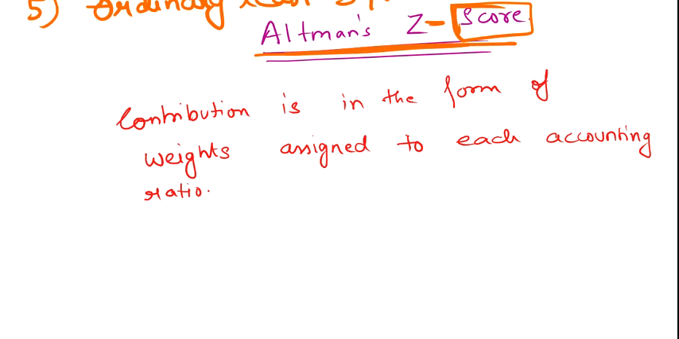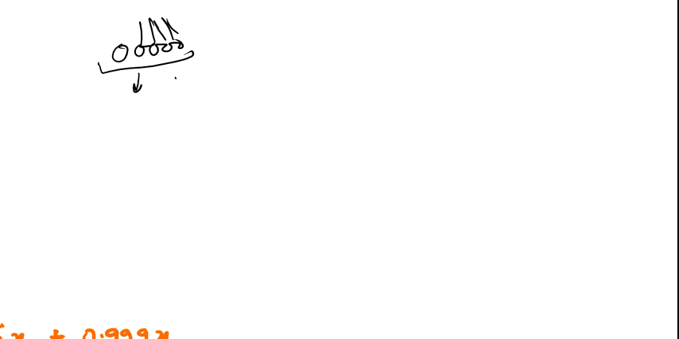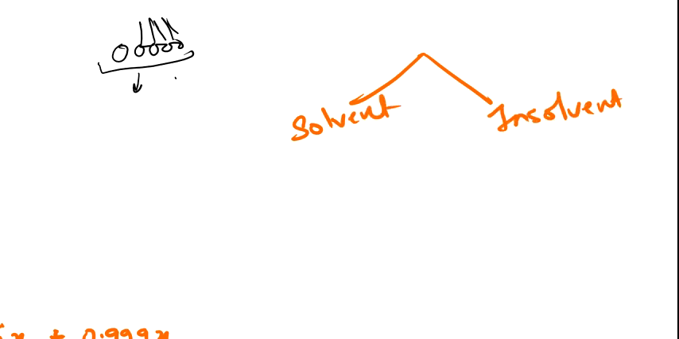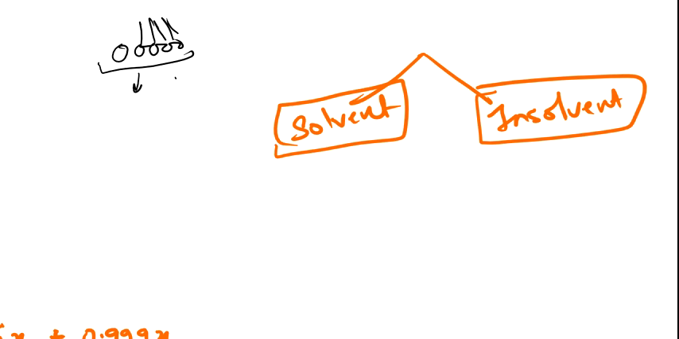Okay, Altman's Z score. Now see, we basically have two groups. One is the solvent firm and one is insolvent. We need to predict which firm is solvent and which firm is insolvent in the future. We can say that on the day of payment, which firm will remain insolvent and which firm will be solvent. So we need to find out which firm is going to be insolvent prior to default.